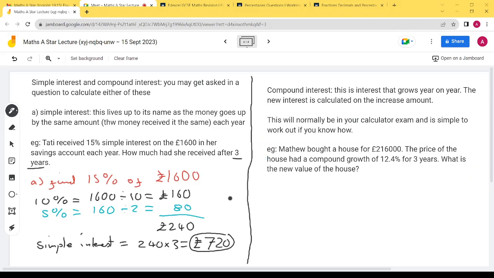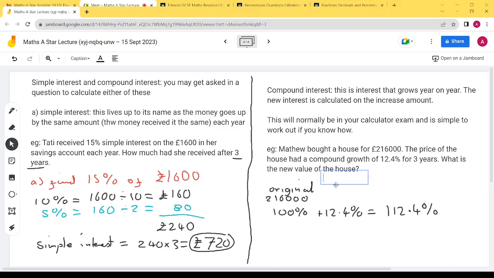So we've got our original, the 216,000, which is 100%. That's the thing to remember. The original is still 100%, plus 12.4% equals 112.4%.